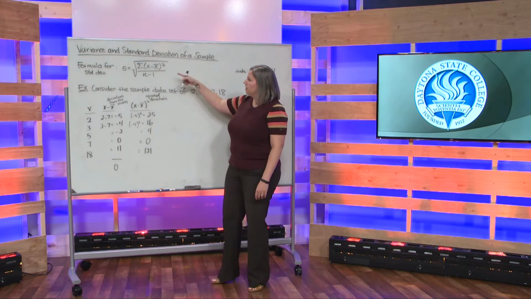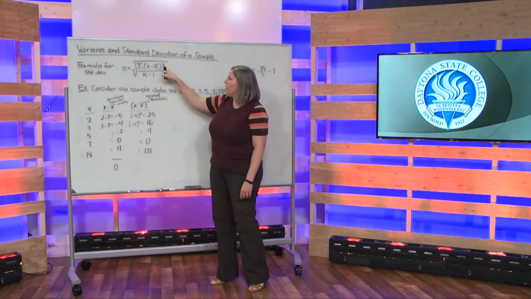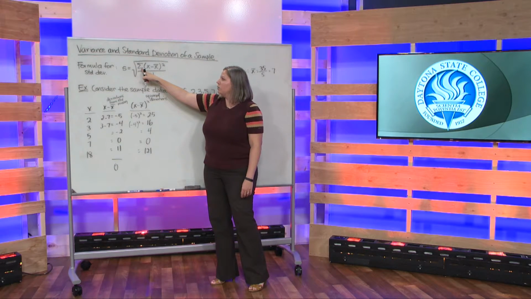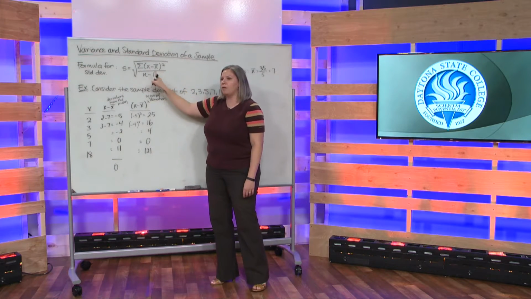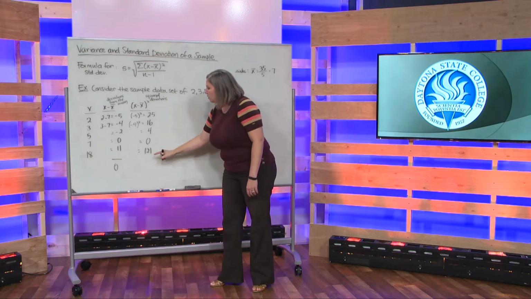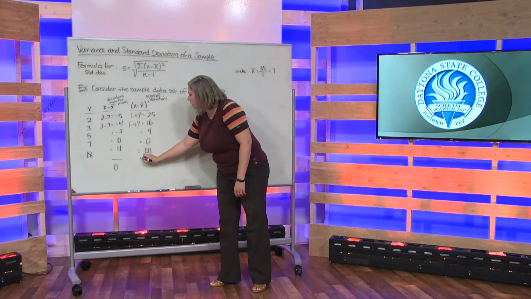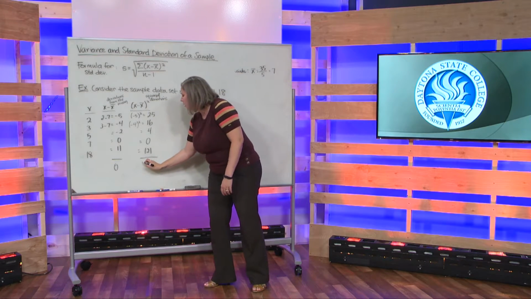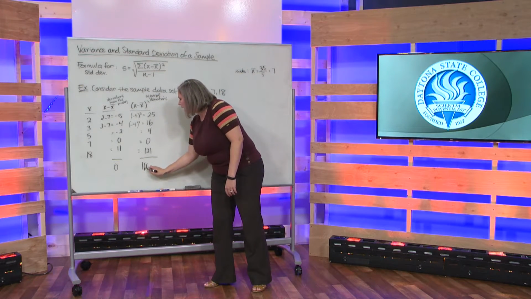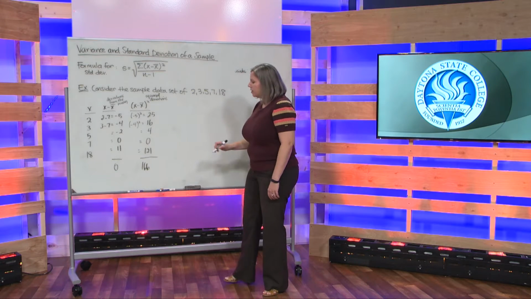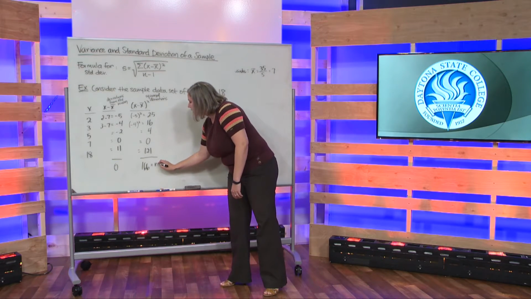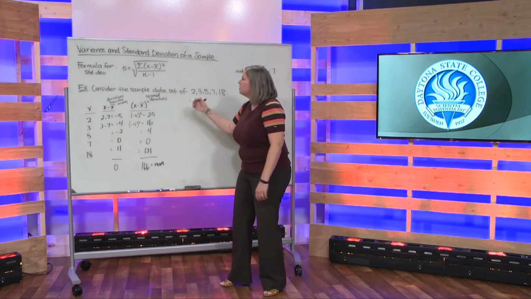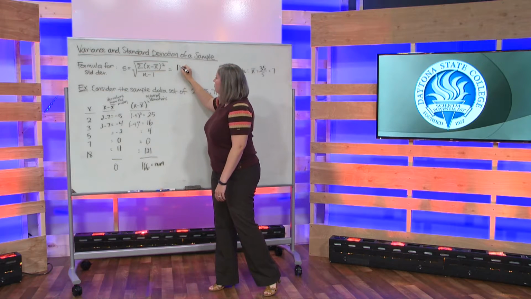So again, what have I done? Subtracted the mean, squared them. Last step in that numerator is to go ahead and add all these values up. So again, if I were just to take my calculator and add 25 plus 16 plus 4 plus 0 plus 121, it turns out it actually equals 166. And again, that is my numerator.